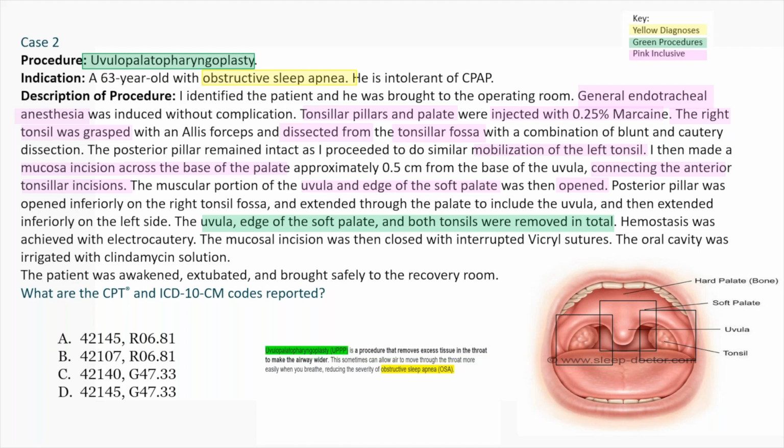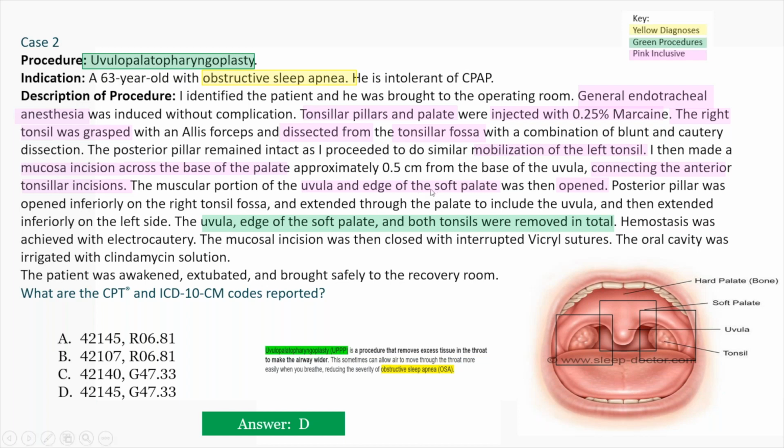You can imagine what happens if those excess tissues are removed. It will make the airway much broader and patients can breathe much more easily. So that's what happened, and the correct answer for this scenario is option D. I saw the majority of them saying option D.